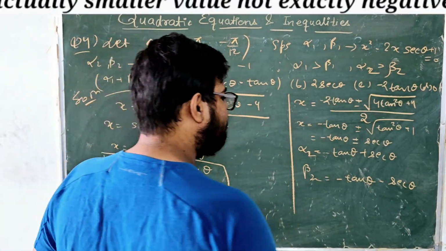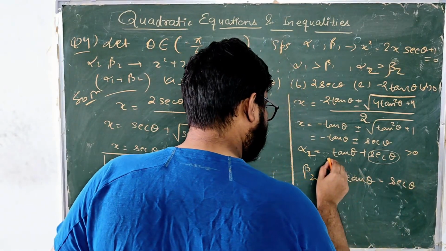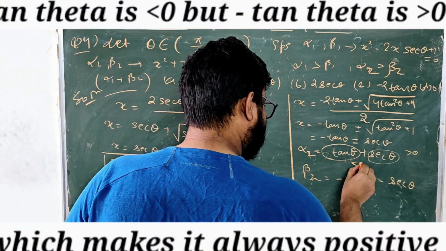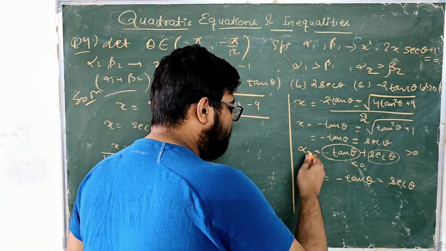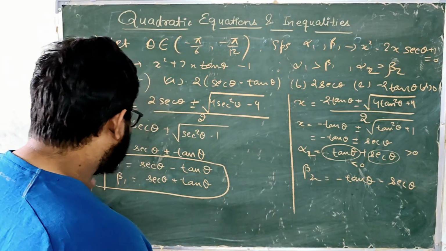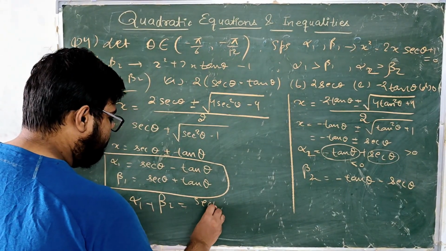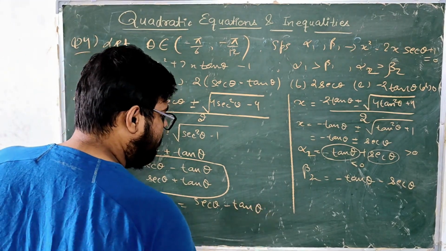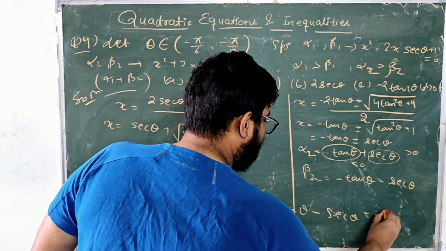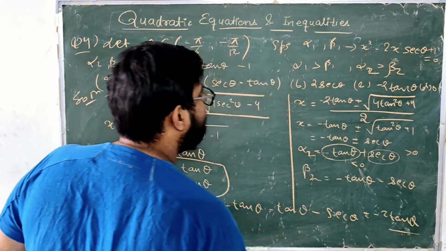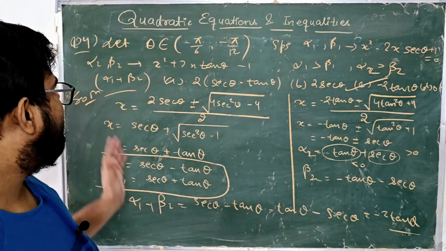But it's for sure that alpha 2 will be greater than beta 2 if I assume it like this. Okay. Now just add alpha 1 plus beta 2. So what is alpha 1? Sec theta minus tan theta, plus beta 2, which is negative tan theta minus sec theta. So you get negative 2 tan theta. So it's option number C. I hope you understood this problem.